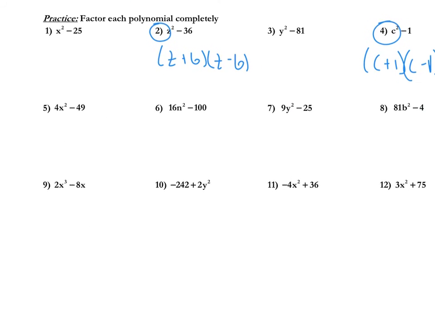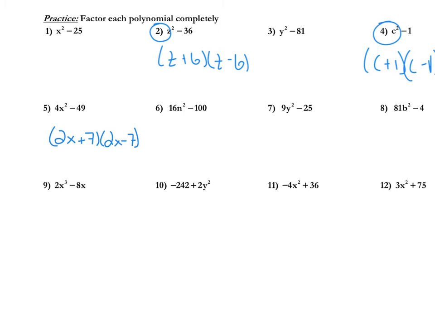All right, number 5. So GCF? No. We have 2 terms, so we look for the difference of 2 squares. In order to have the difference of 2 squares, we need 2 perfect squares, which we do. We need the difference, which we do. So we can go ahead and split this up: 2x plus 7 and 2x minus 7.